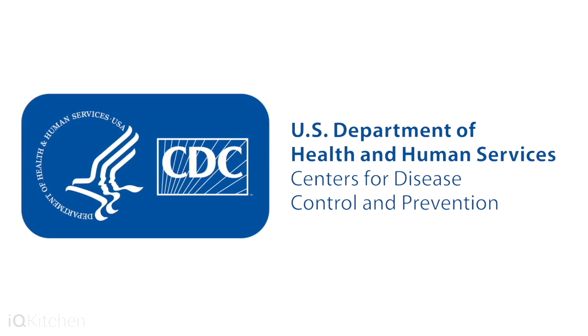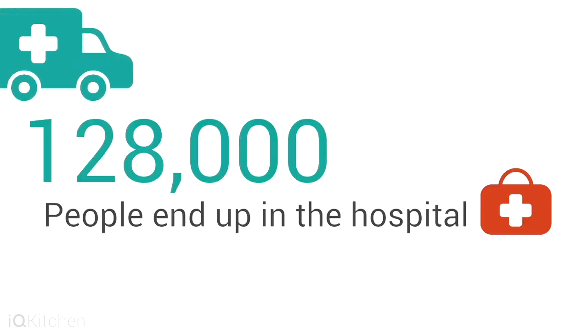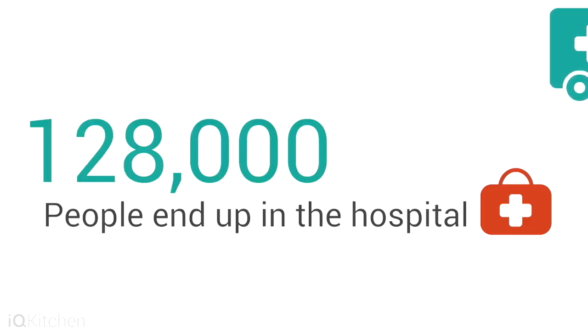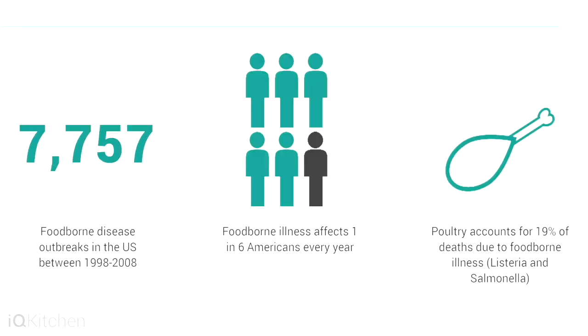The Centers for Disease Control and Prevention estimates that 48 million people get sick due to one or another of 31 pathogens. About 128,000 people end up in the hospital, while 3,000 die annually. Between 1998 and 2008, 7,757 foodborne disease outbreaks were tracked. Poultry accounts for 19% of deaths due to foodborne illness related to Listeria and Salmonella.